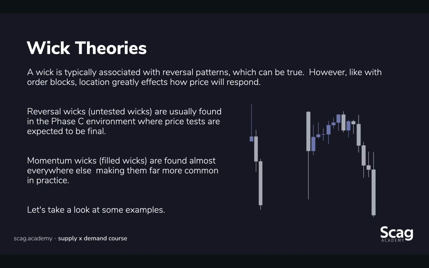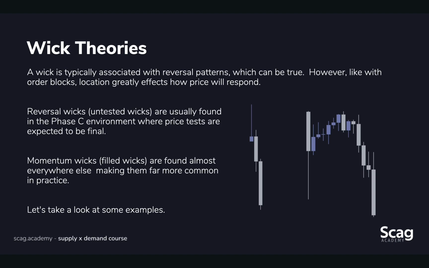The first one we're going to take a look at is the theories around wicks. Now, a wick is typically associated with some sort of reversal pattern, which can absolutely be true, and for a lot of situations will be true. However, like order blocks, these are going to be greatly affected by the location of them. So depending on where these wicks are in terms of the overall cycle, whether they're in phase A, B, C, D, or E, whether accumulating or distributing, where you are in that trading range, the wicks are going to respond differently, and you're also going to use them differently.